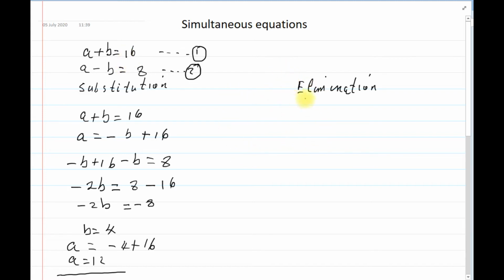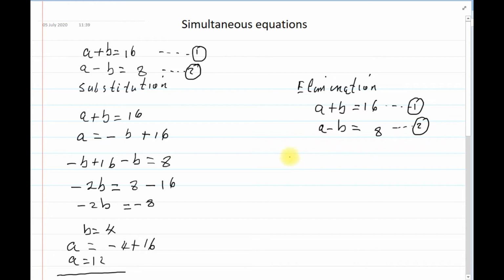The second method that we use is called elimination. What we do here, if I write the equations down, is a plus b is equal to 16, and I have a minus b is equal to 8. I can see that I have a plus b here and a minus b here. So if I add these two equations, the b's will cancel. Let's call these equation 1 and equation 2.